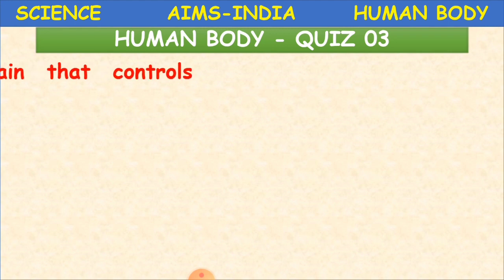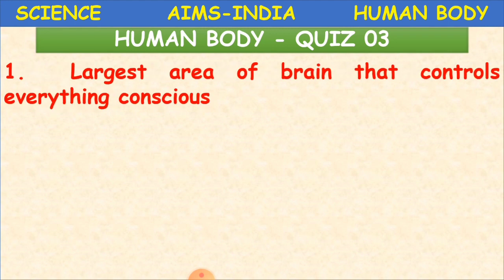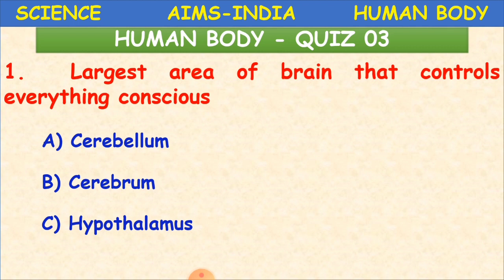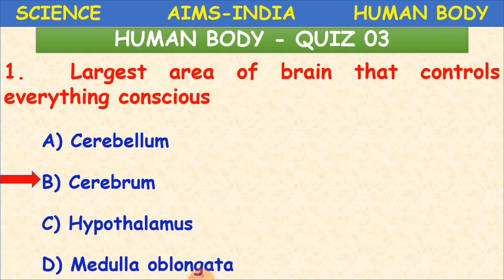Now we'll learn some more concepts about the human body through questions and answers, and we also revise our session. So what is the first question here? Largest area of the brain that controls everything conscious. What is it, children? It is the cerebrum. The largest area of the brain is the cerebrum and it controls everything conscious. That is, intelligence, memory, all these things are controlled by this part.